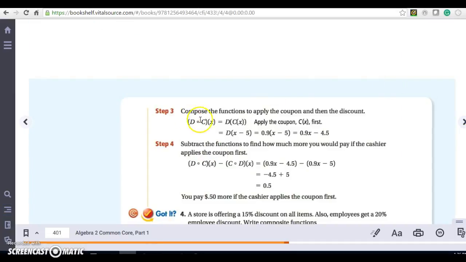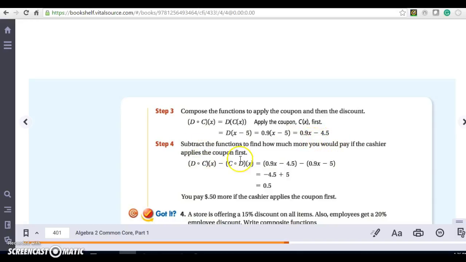Okay? And if I want to do it in the reverse order, there would be D composed of C, which would be D of C of X. So I would put X minus 5 in for my X instead. That'd be 0.90 times X minus 5, which will give me 0.90X minus 4.5.